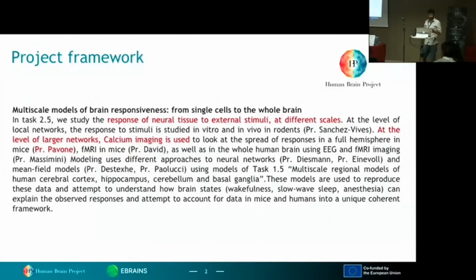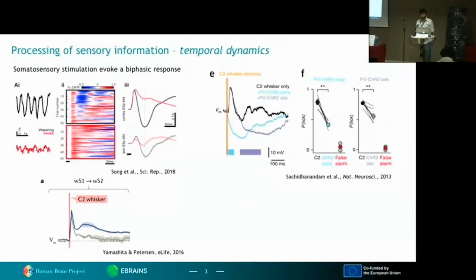And in this framework, this project provides mesoscale calcium imaging data and analysis. Before going to the results, I have a couple of slides to recall some important concepts about the processing of sensory information at cortical level.